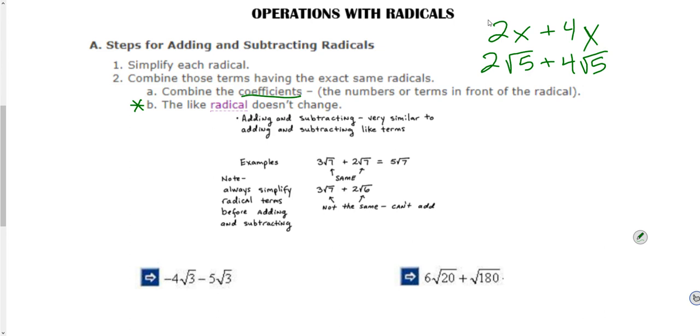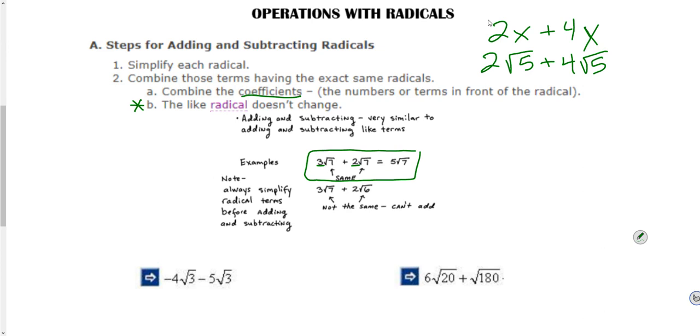So I found some notes that someone had on the internet. It says right here, adding and subtracting radicals is very similar to adding and subtracting like terms. So you can see this example right here. When the radicals are exactly the same, you just use the numbers in front, and you end up with 5.